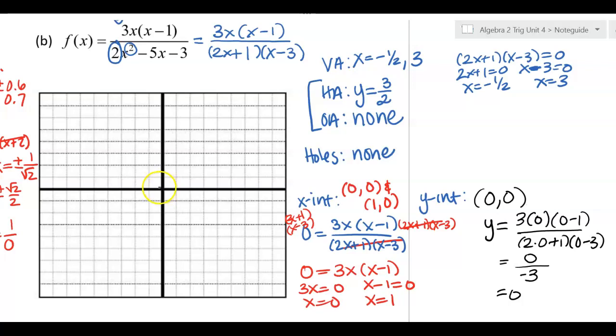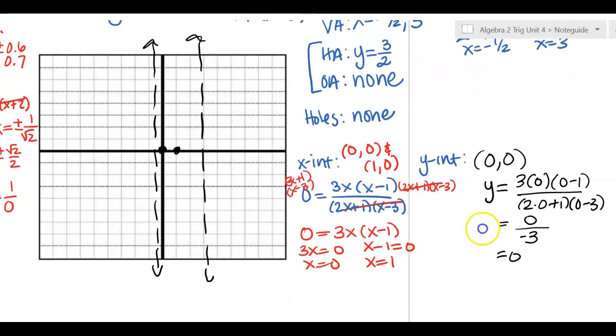So we have an x-intercept of 0, 0, and 1, 0. We have a y-intercept of 0, 0. We have vertical asymptotes at x equals -1/2 and x equals 3, and no holes. So there's all the information on the graph, and now we want to analyze what's happening between them. So remember how this analysis works.